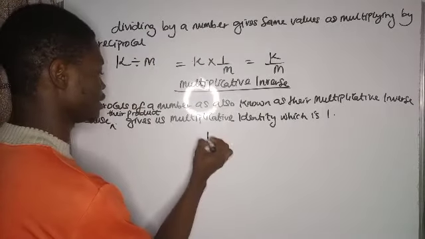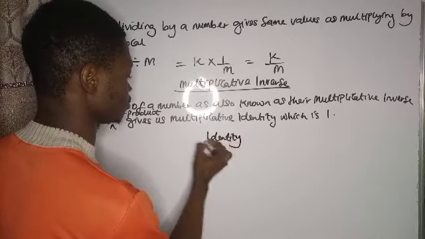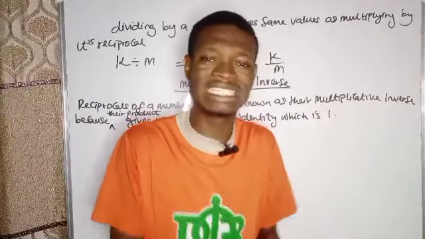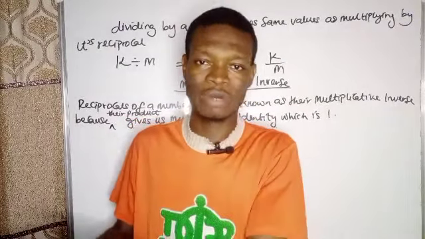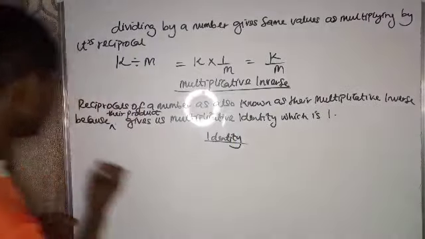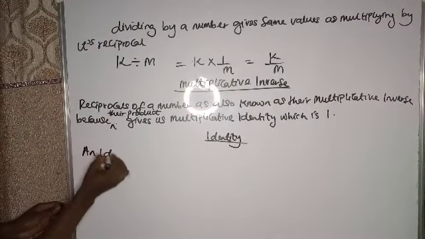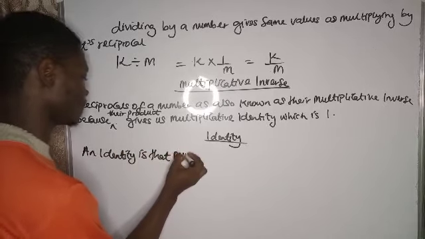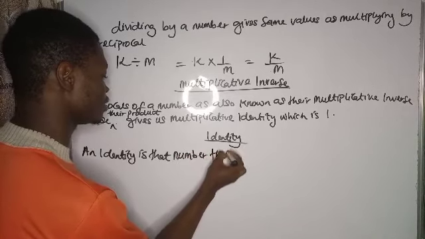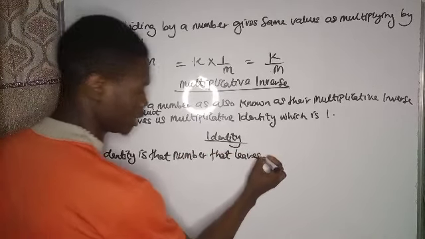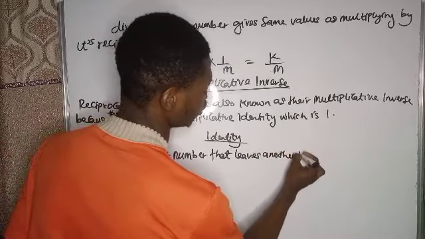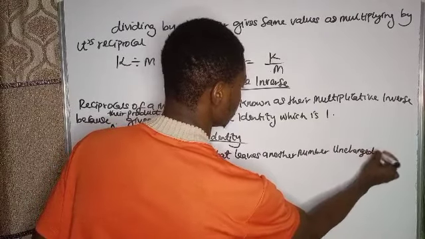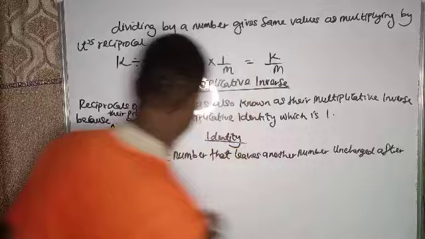Now, another subtopic: identity. What is an identity? An identity is any number that leaves another number unchanged after operation, addition and multiplication. So let me write it. An identity is that number that leaves another number unchanged after operation.